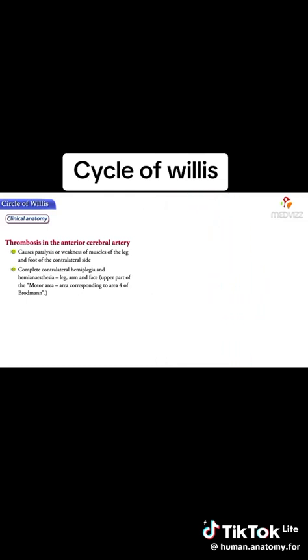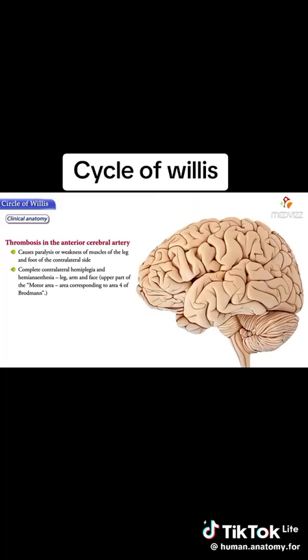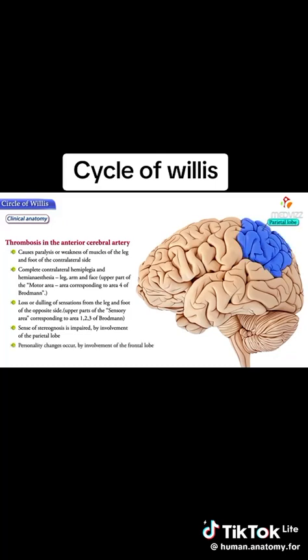This means the effects of the arterial occlusion are on the upper part of the motor area, which is the area corresponding to area 4 of Brodmann. The upper parts of the sensory area corresponding to areas 1, 2, and 3 of Brodmann are also affected, leading to loss or dulling of sensations from the leg and foot of the opposite side. The sense of stereognosis is impaired by involvement of the parietal lobe, and also personality changes occur by involvement of the frontal lobe.